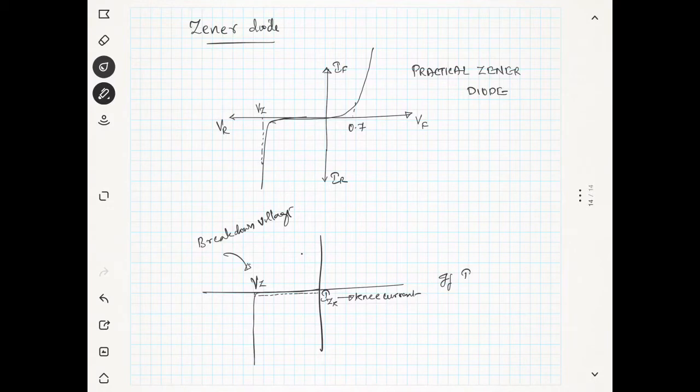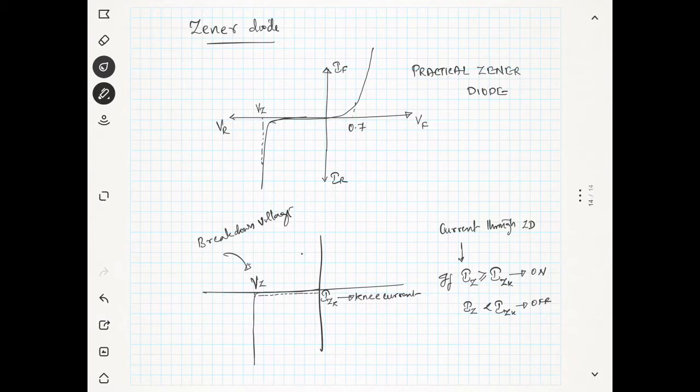That means if the current through the Zener diode, Iz, is greater than the knee current, you can say that the Zener diode is on. If Iz, the current through the Zener diode, is less than Izk, we can say that the Zener diode is off.